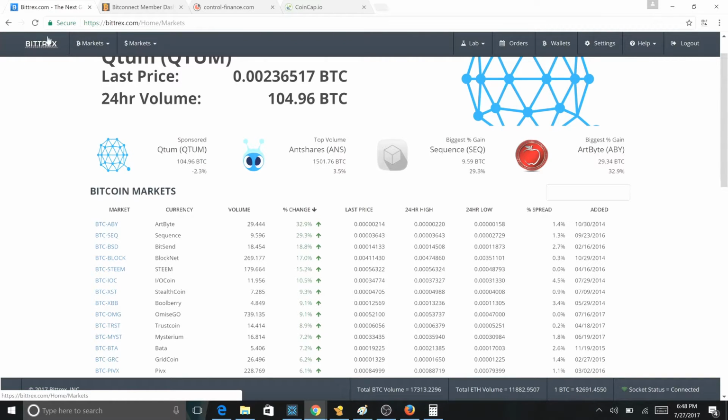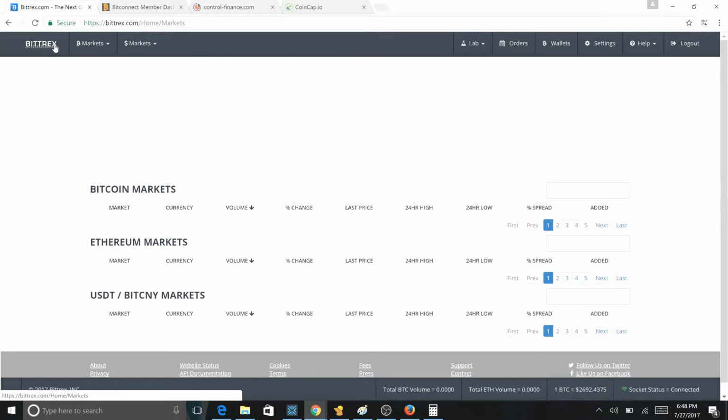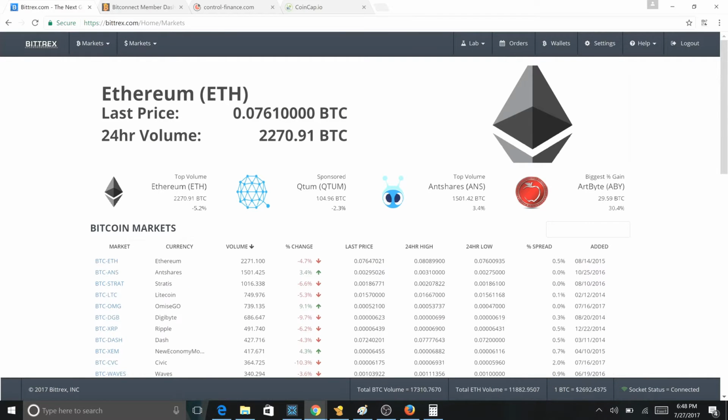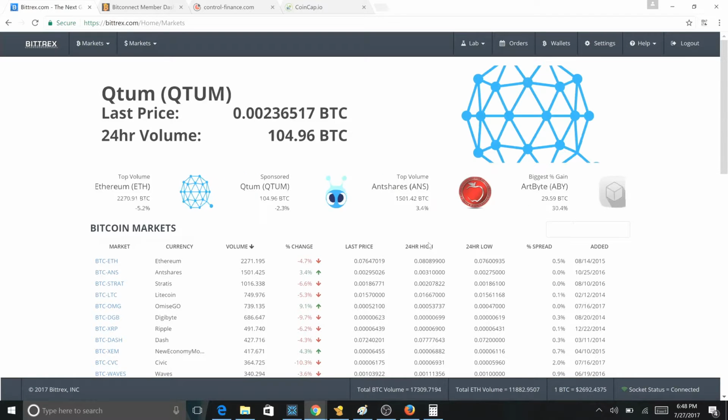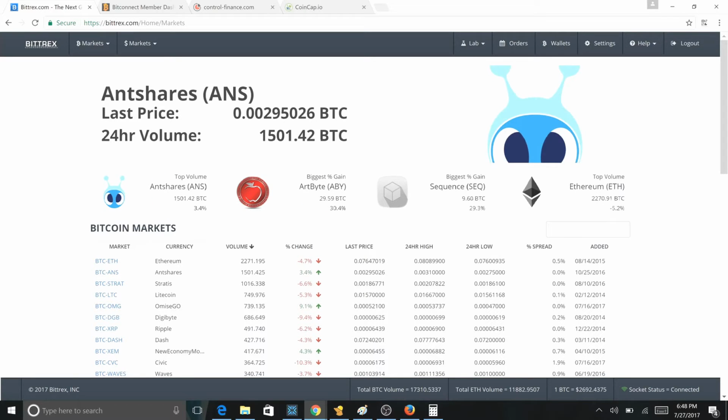You can go to the top left where it says Bittrex and click on that. It's going to give you a list of all the markets that are currently available. You have the market, the currency, the volume, change, last price, 24-hour high, 24-hour low, the spread, and the date that it's added. You can click on any of these categories and it will arrange it from least to greatest or greatest to least depending on how many times you click it. I'll use change percent as the example.